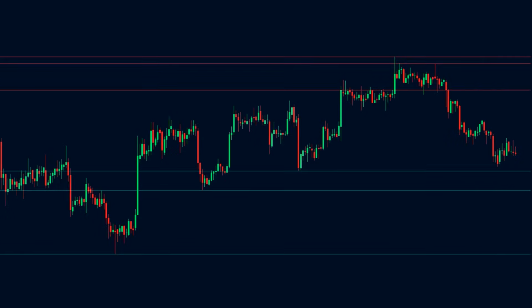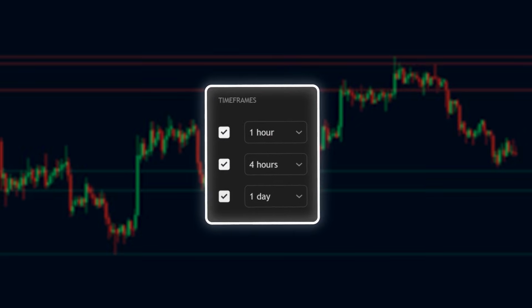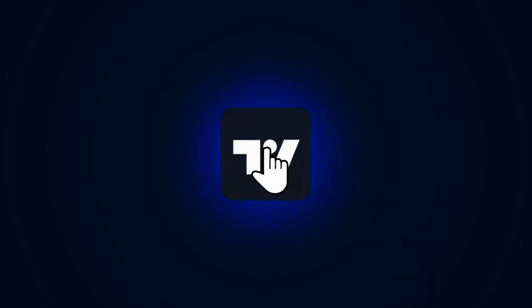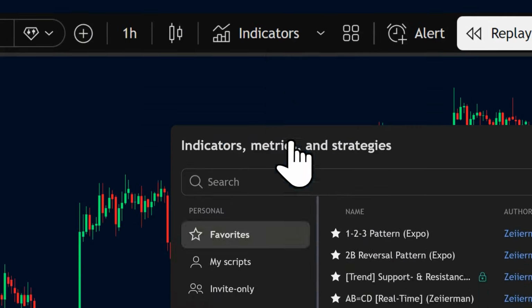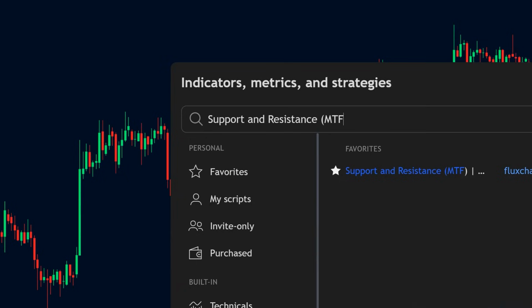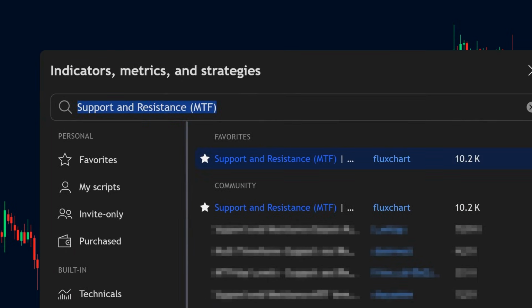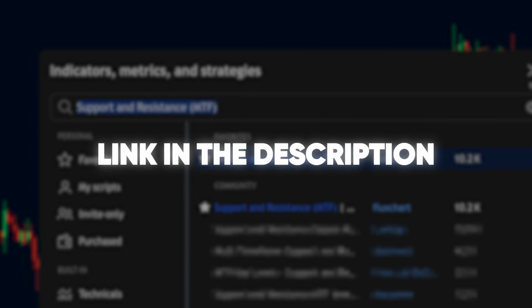It automatically plots these levels on up to 3 different time frames. To add it to your chart, head over to TradingView, click the indicators button at the top, search for support and resistance MTF, and click on this one by Flux Charts. There'll also be a link in the description for easy access.